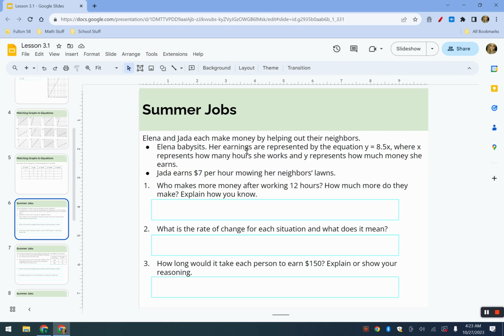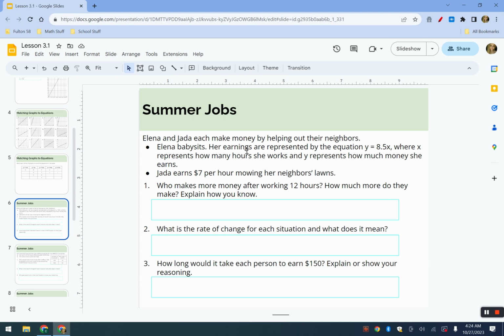So we have 3 different questions. The first one, who makes more money after working 12 hours? How much more do they make? Number 2 is, what is the rate of change for each situation and what does it mean? And number 3 is, how long would it take each person to earn $150? So go ahead, pause here, try these, and come back once you're ready.